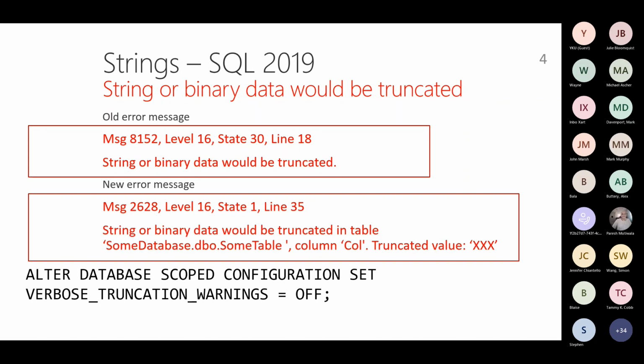One thing to keep in mind is that the error code changed from 8152 to 2628. And if, for example, your code refers to the older error message, you can turn off the feature by using ALTER DATABASE SCOPED CONFIGURATION SET.